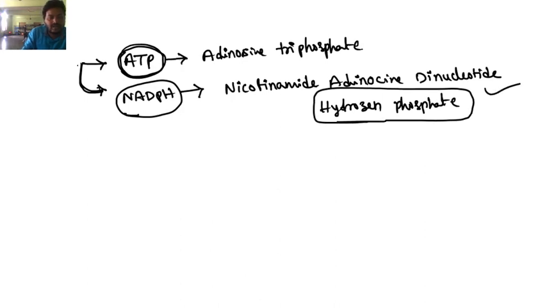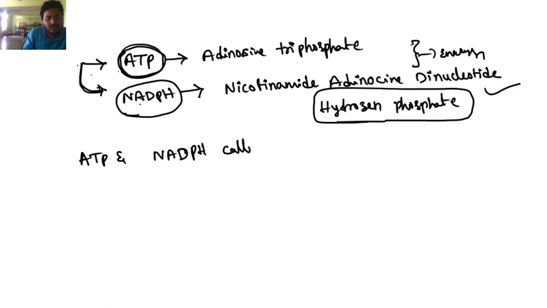These are the ATP and NADPH producing the energy. That's why ATP and NADPH are called assimilatory powers. What are the assimilatory powers?